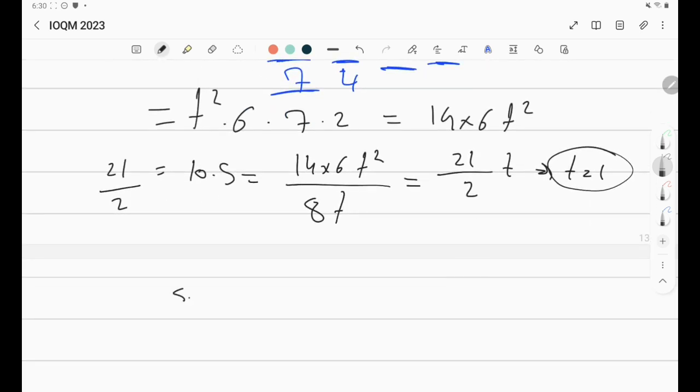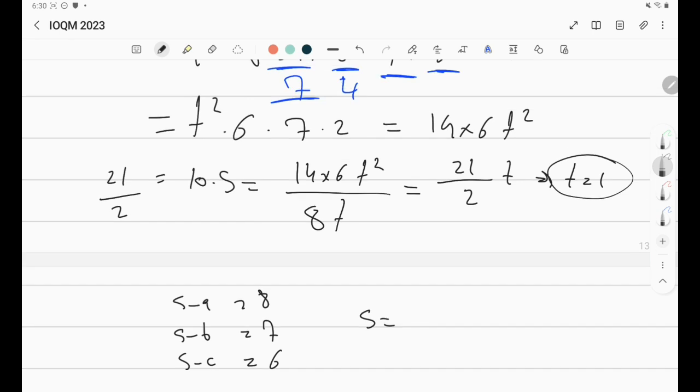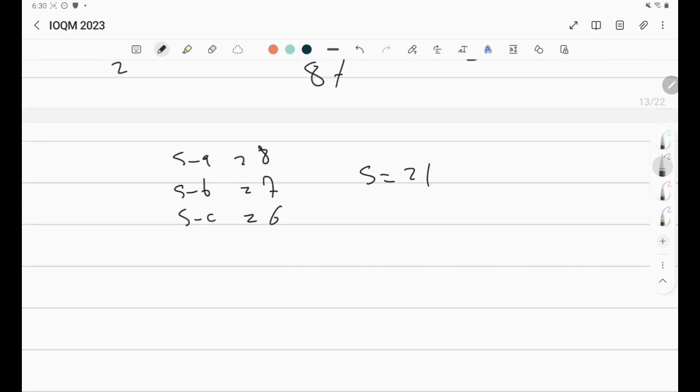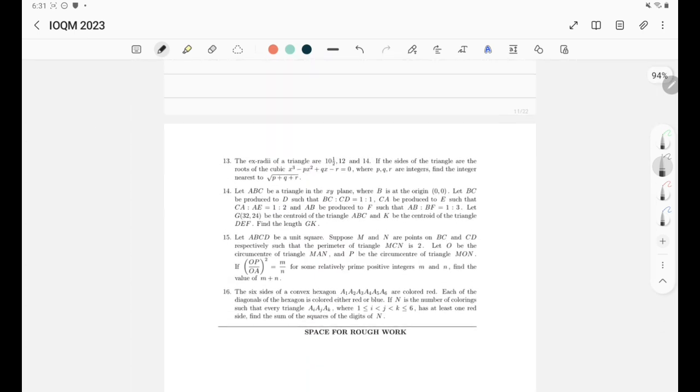That means s minus a, s minus b, s minus c. This is 8. This is 7. This is 6. And s itself is equal to 21. So we can find a, b, and c. You can easily see that a is just going to be equal to 13, 14, and 15. Okay, very good. We got the sides of the triangle 13, 14, 15.